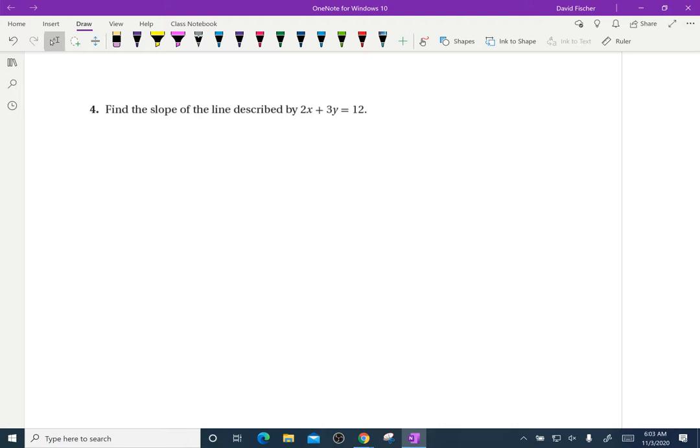All right, welcome back. So here's the deal. I want to put a 0 in for my y, so I want to find my x-intercept first. So my math problem says 2x equals 12, which means x equals 6.